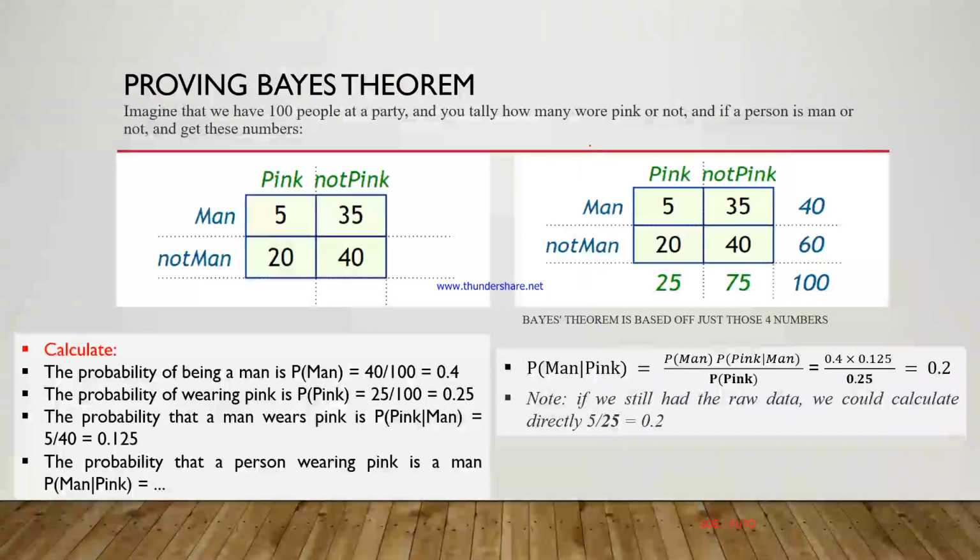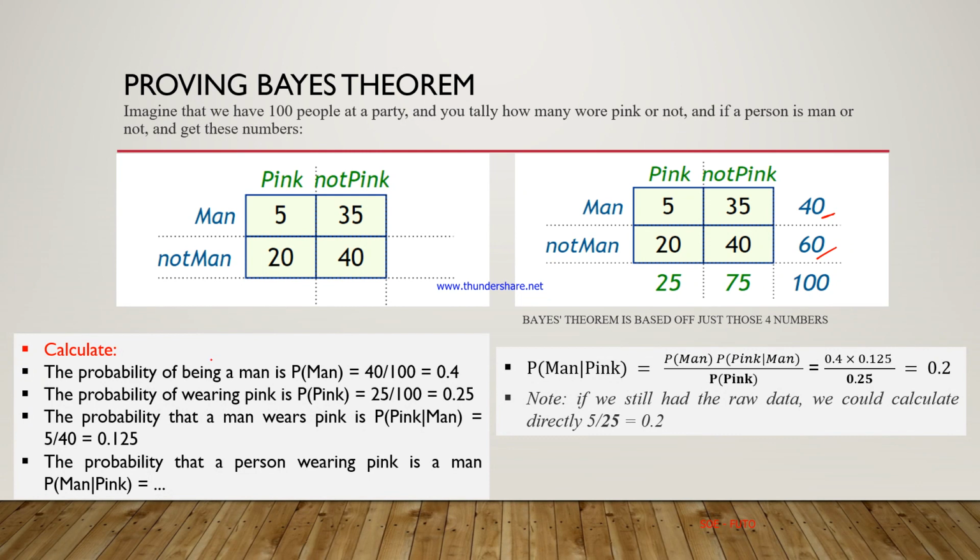Imagine that we have 100 persons in a party, and when you made a tally, you calculated that 40 of them are men. The others, maybe women and children, are 60. We have 100% total. Then 25% of the persons are wearing pink, and 75% are not wearing pink. Out of the persons that are wearing pink, 5 men are wearing pink, while 20 others are not men. Now, what's the calculation?